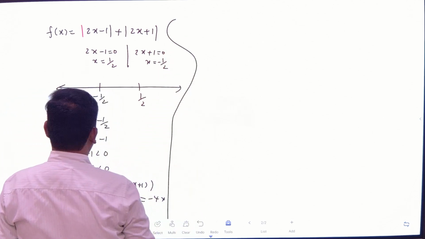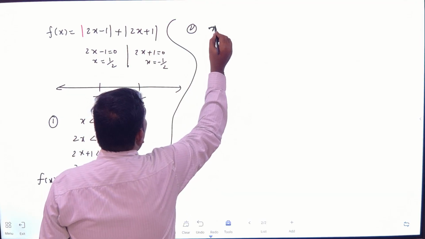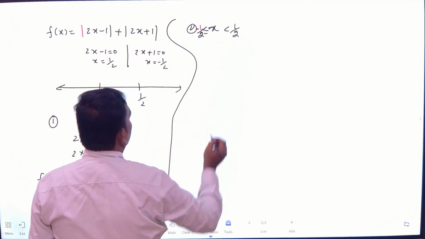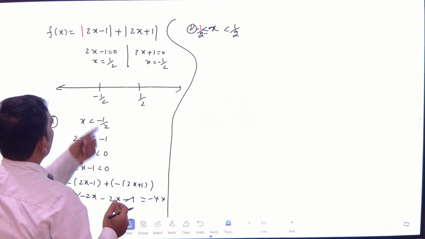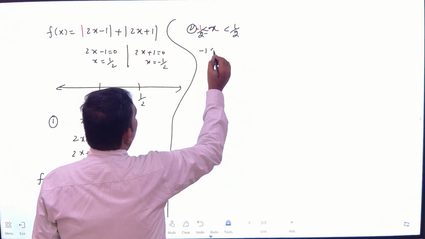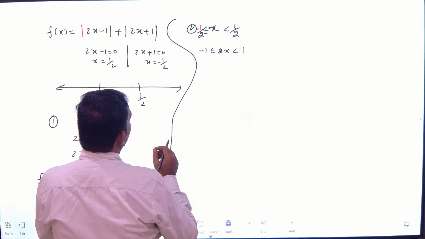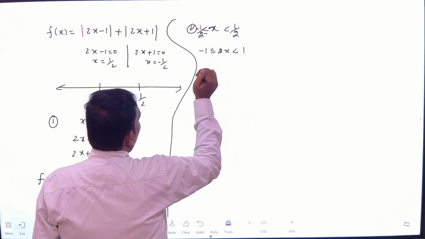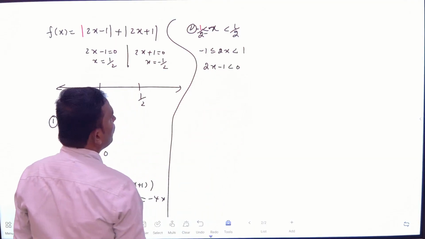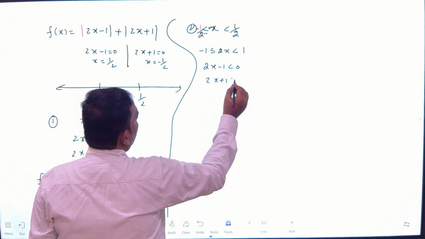Okay, let's take another case. What is the second one? You can check the case where x is from minus 1 by 2 to plus 1 by 2. In this case, you have to check 2x minus 1. For that, you need to multiply 2. What will we get? Minus 1 is less than 2x is less than 1, right? So if you add minus 1, you will definitely get 2x minus 1 is less than 0. If you add 1 on both sides, 2x plus 1 will be positive, greater than 0.